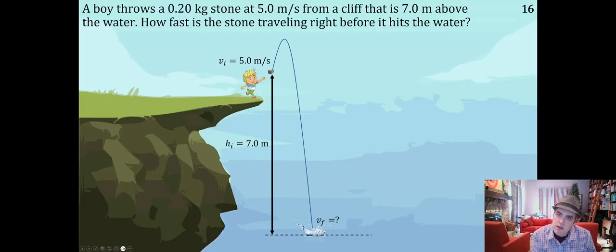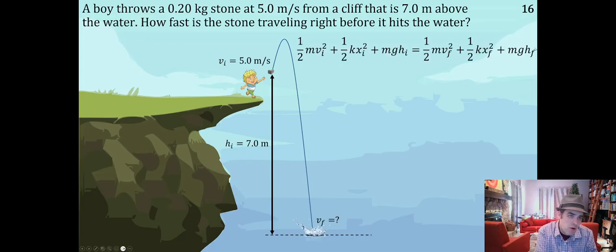Last example. Here we have a boy. He's throwing this stone up and into the water. So he throws it at 5 meters per second. The stone has a mass of 0.2 kilograms. The initial height above the water is 7 meters. And we want to figure out how fast it is traveling right before it hits the water.